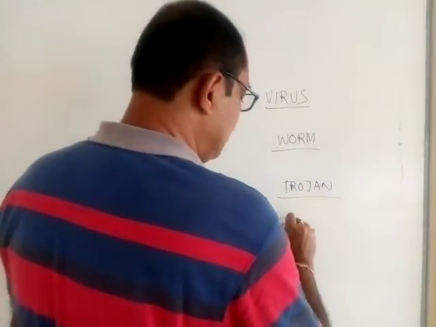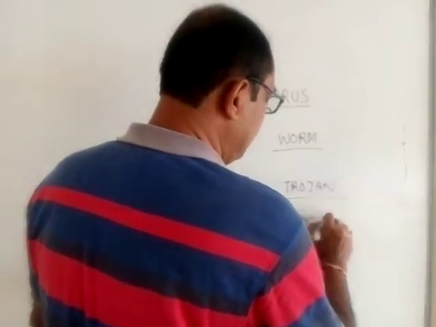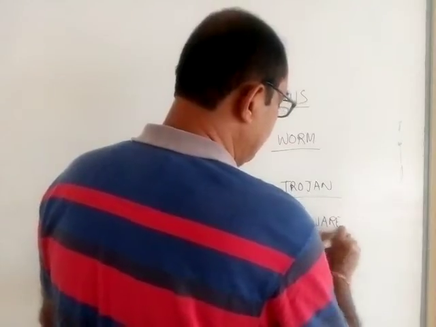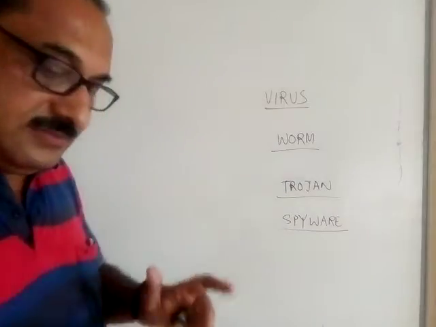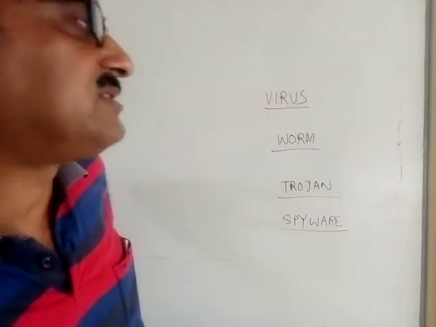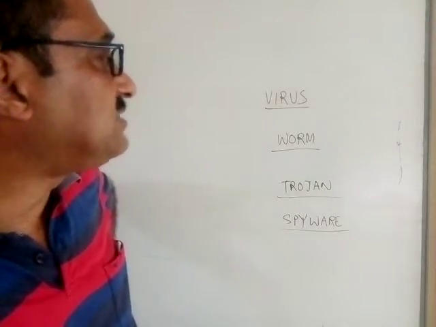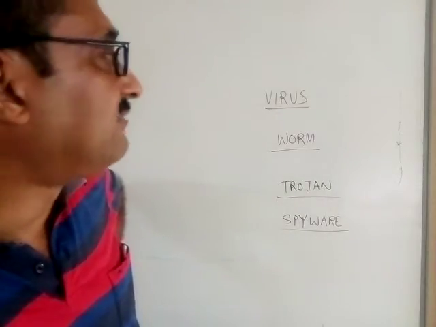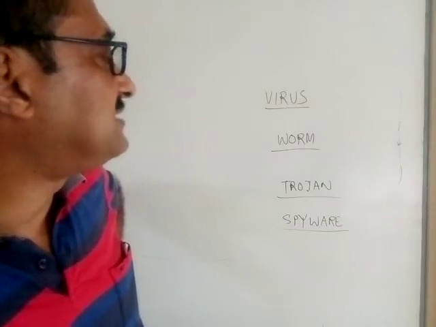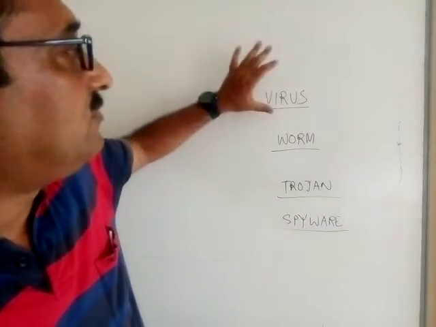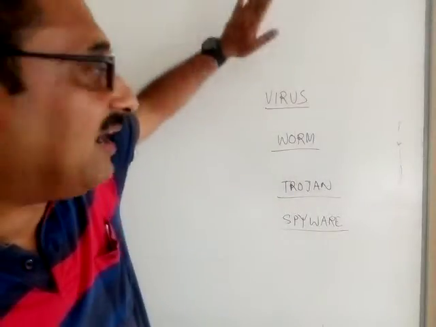Virus, worm, Trojan, and spyware. If you remember these few, I think more than enough. Okay. And mostly scenario-based, case study-based questions will come. So certain things you have to observe and read very, very carefully and remember a few features. That will be more than enough. Like I told you, all are malicious codes, all are harmful.